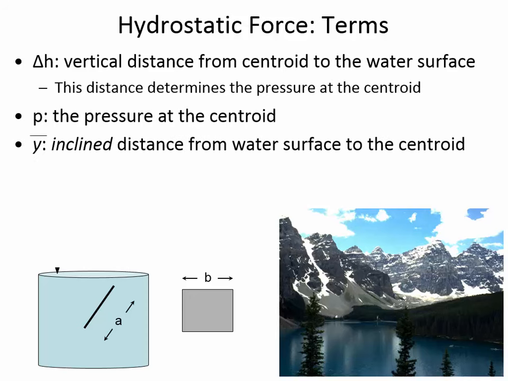Now y bar is the inclined distance. We're still going from the centroid and we're still going to the water surface, but instead of going straight up, we're going along the same inclined path as the plate. So let me draw, here is y bar, the inclined distance from the water surface to the centroid. So does everyone understand the difference between y bar and delta H? Okay.